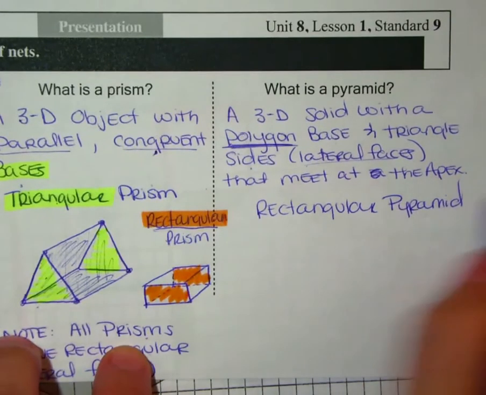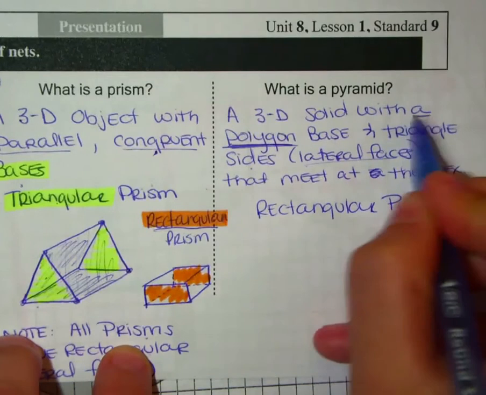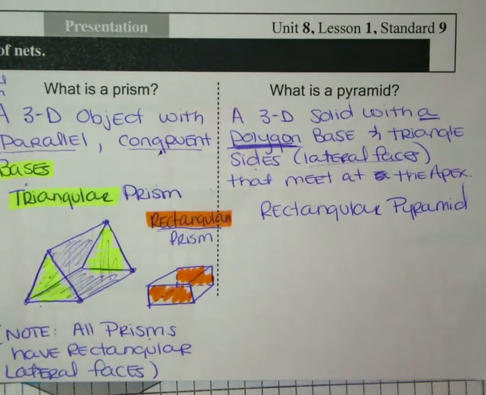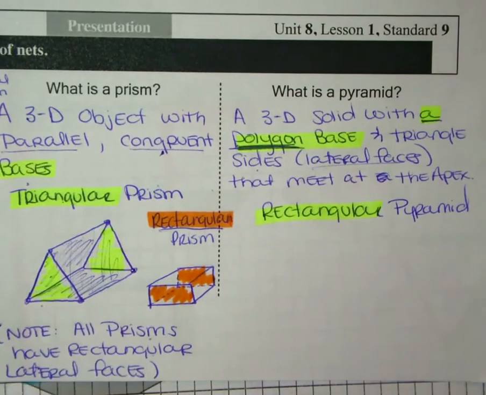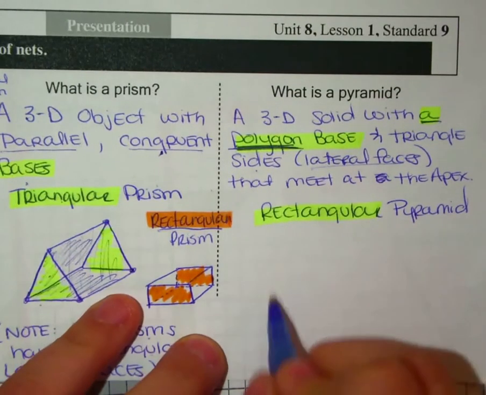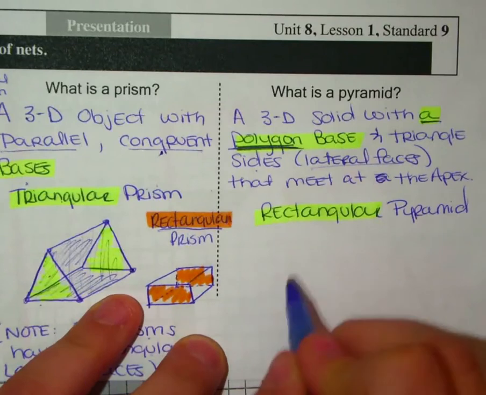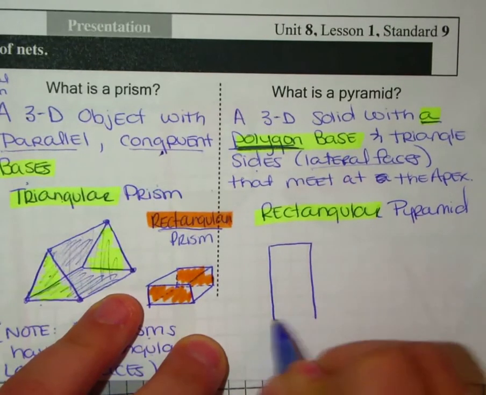Again, the difference between a pyramid and a prism is it has a single polygon base. So the single polygon base is going to be a rectangle. So we're going to draw a rectangle. I'm going to draw this a little bit differently. I'll draw a rectangle like that.